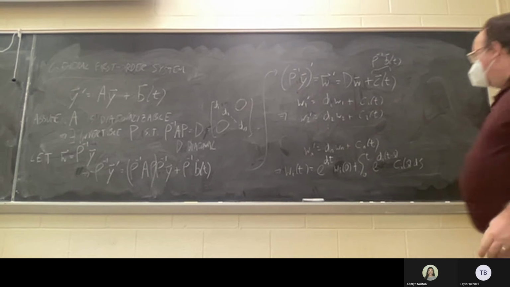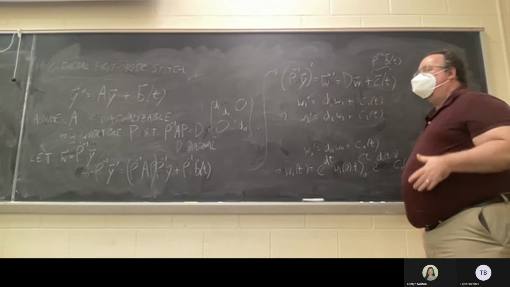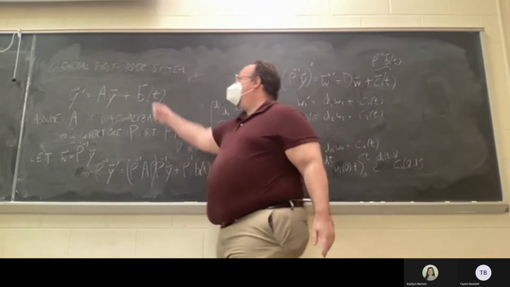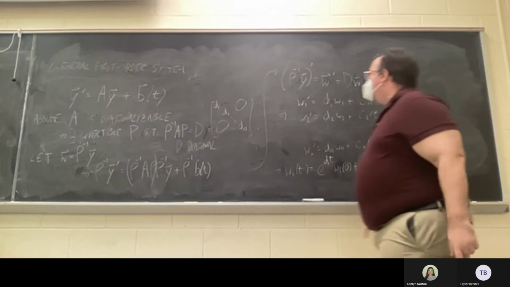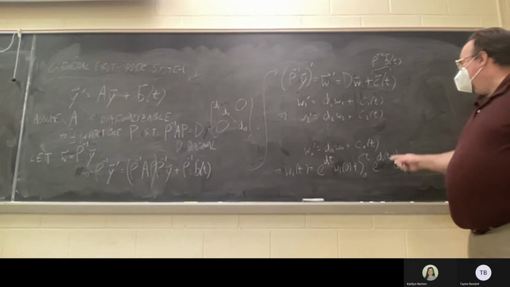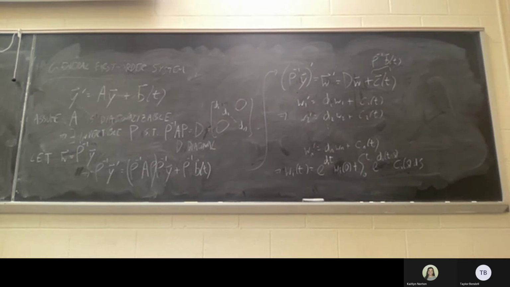Now, how do we get the initial values of these? We'd have to take our initial conditions for y and our original source term b and multiply both by P inverse. And that's what we'd have here. Any questions about getting up to this point?